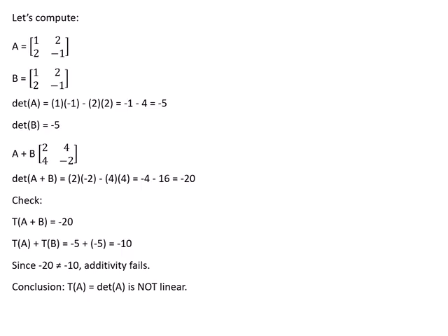So let's establish that now. The determinant of A plus B is minus 20. Then the determinant of A plus determinant of B is given as minus 10. So since minus 20 is not equal to minus 10, additivity fails. That is, the additivity condition fails in that particular problem. And you conclude that so far the condition is not satisfied, it means that it is not linear.